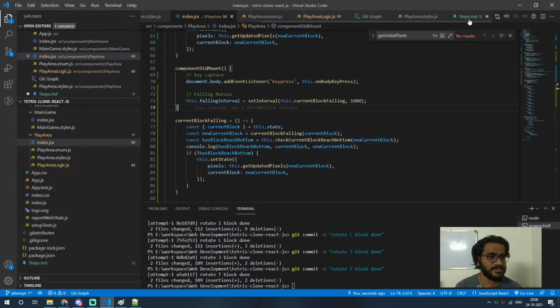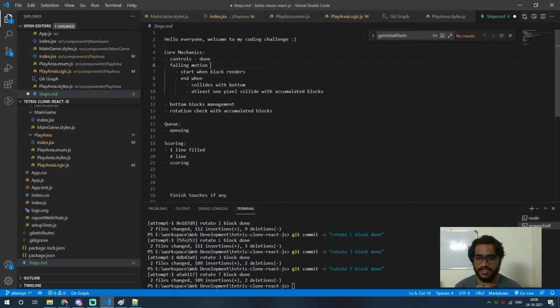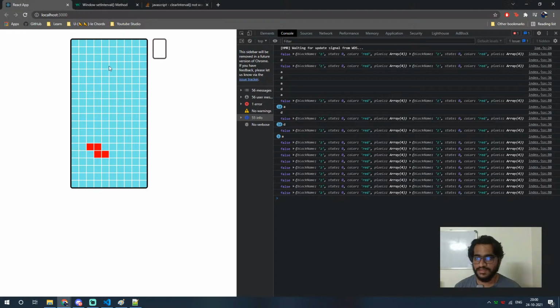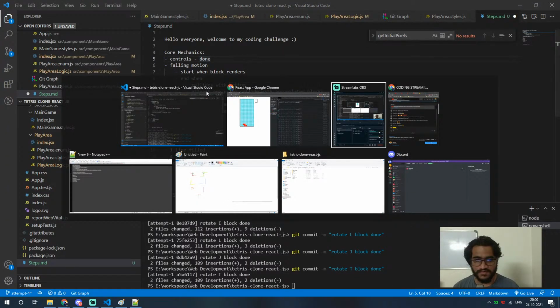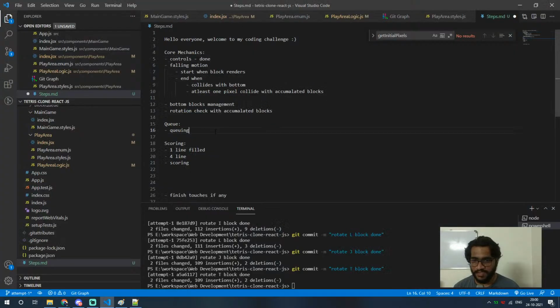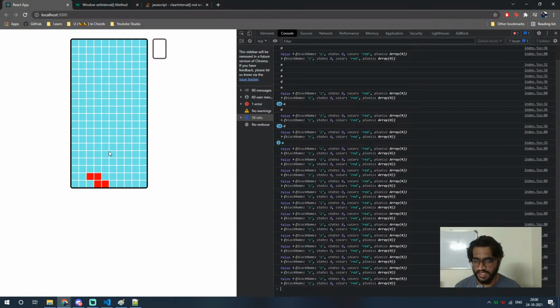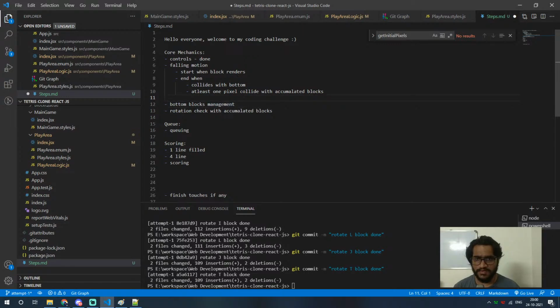So what we have done today is controls, WASD. The WAD controls are done. We'll work on S after we work on the bottom part of it, which is the bottom blocks management. After we are done with this, then only can we work on the last part, the S part. With that we will also be working on rotation check and all. Those are concepts we will work on as we come across them.